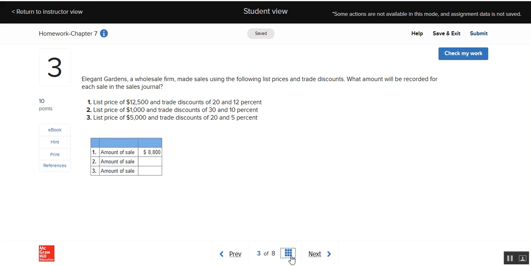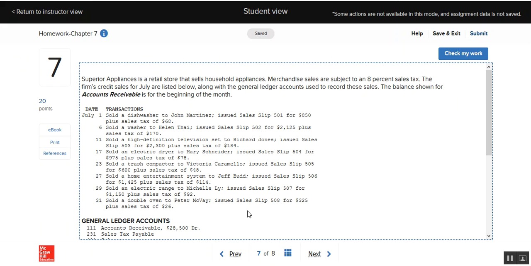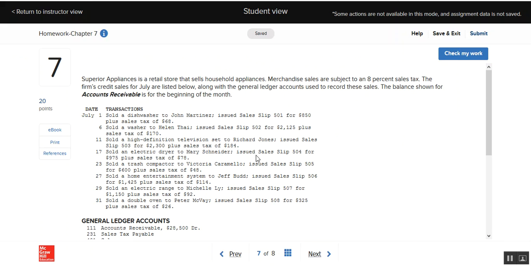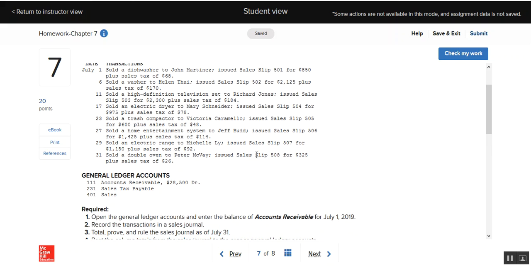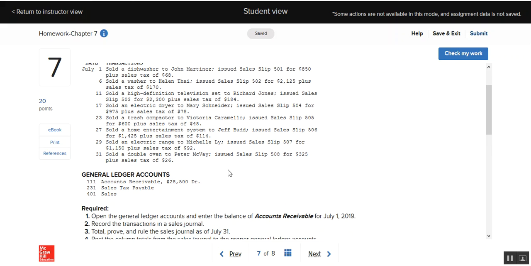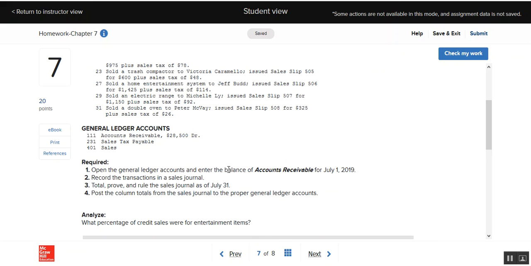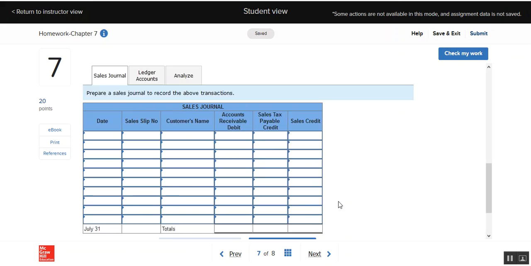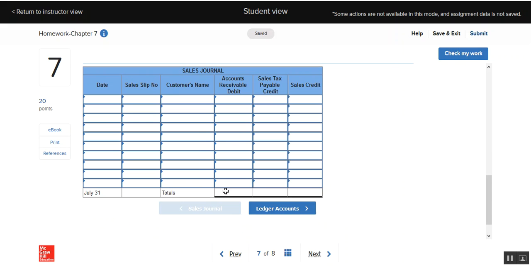Alright, so let's look at another one. That's one of the easier ones. I'm going to actually work through the last problem, but I wanted to look at this one just because there's a part that's kind of a little tricky. So this says open the general ledger accounts and enter the balance of accounts receivable, record the transactions, total, prove, and rule the sales journal as of July 31st. All that means is the total down here at the bottom.